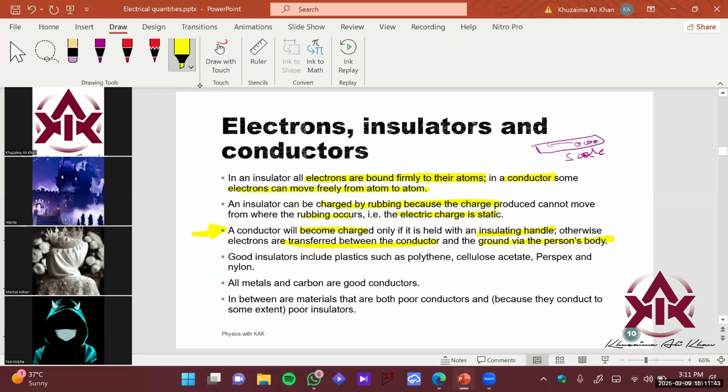Good insulators include plastic, polythene, cellulose acetate, perspex, and nylon, right? All metals and carbon are good conductors of electricity. So all the metals which you know, silver, aluminum, copper, and gold, are all good conductors of electricity and would allow the electricity to pass through.